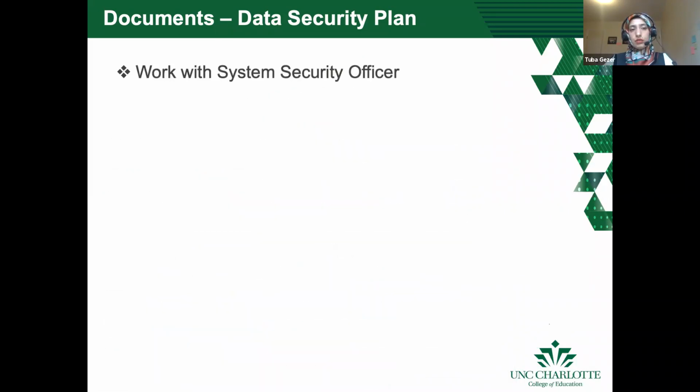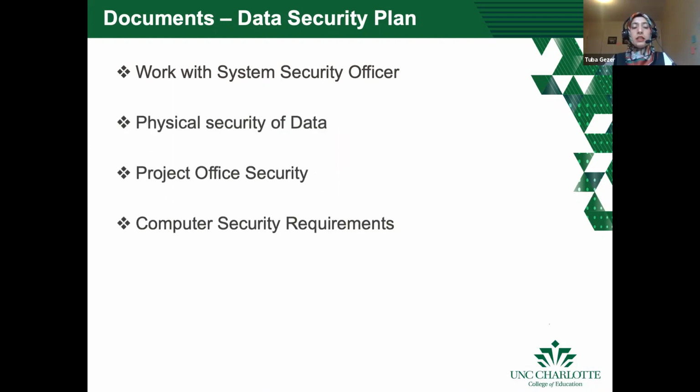So for your data security plan, you will work with your system security officer. This is about the physical security of your data and the security of your project office. All the requirements that we talk about for a project office, you will identify them in the project office security section, and your data security plan will include that.